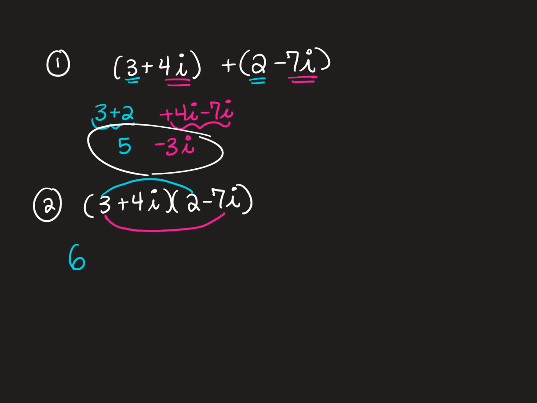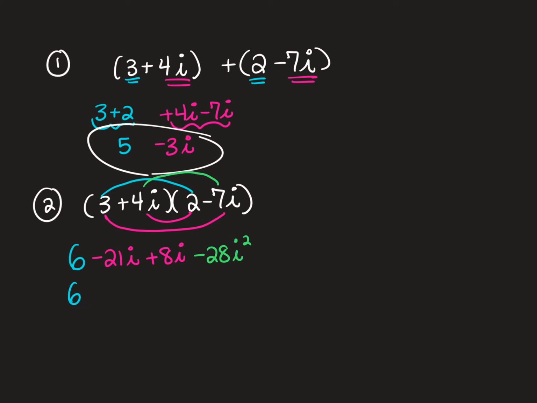So that's 3 times negative 7i is negative 21i. And then we multiply the inside terms together, which would be another i term. So that's negative 4i times 2 is plus 8i. And then our last terms will multiply together, and that's going to be negative 28i squared.